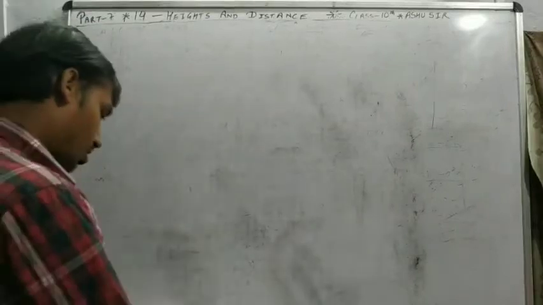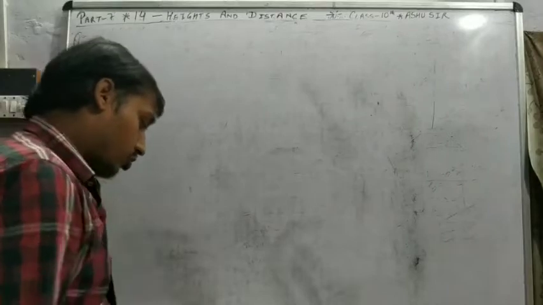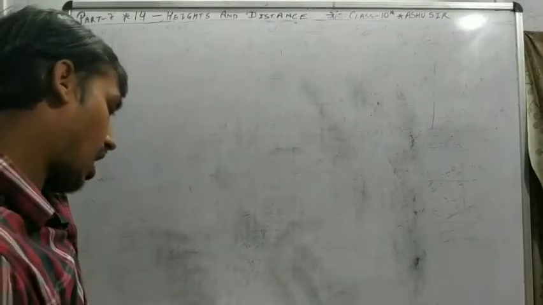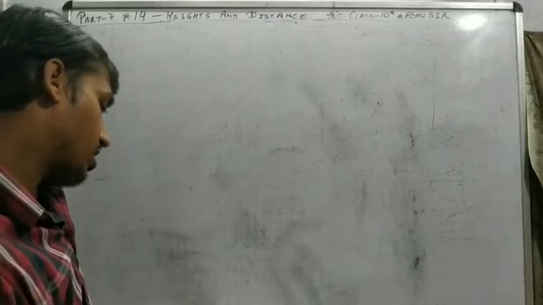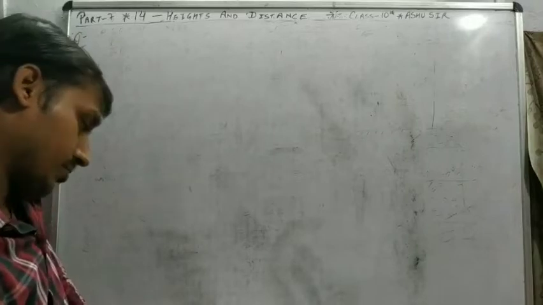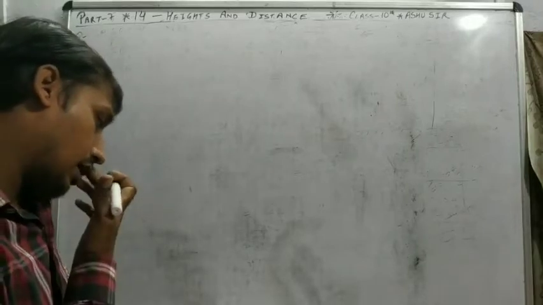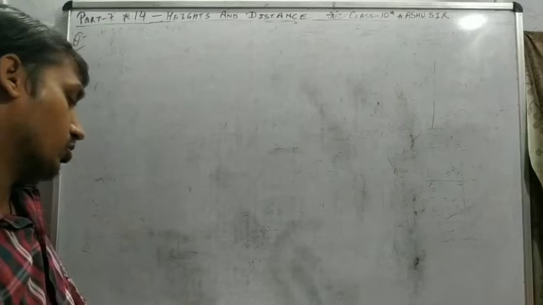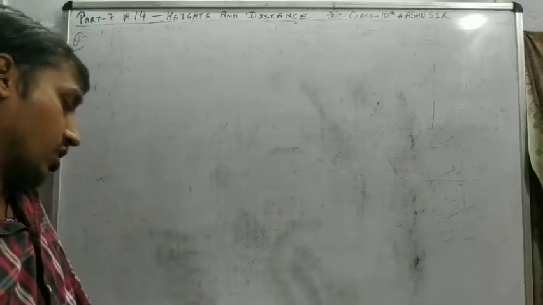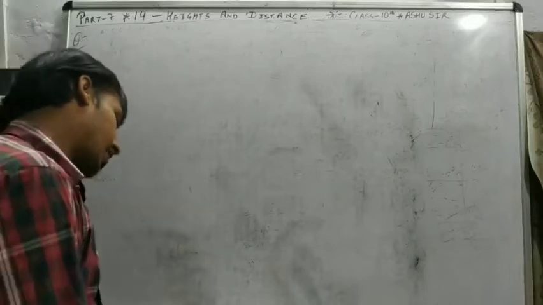Let's see the next question. The question is: the lower window of a house is at a height of 2 meters above the ground, and its upper window is 4 meters vertically above the lower window. At a certain instant, the angles of elevation of a balloon from these windows are observed to be 60 degrees and 30 degrees. Find the height of the balloon.